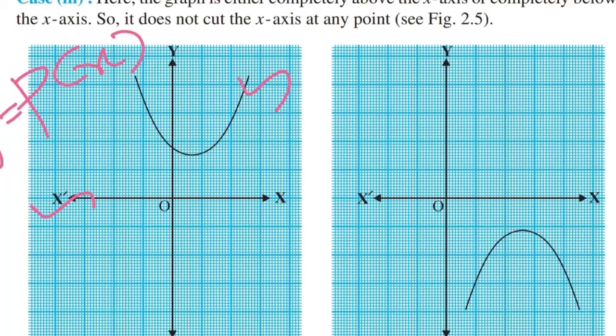Here also no intersection. This is the graph, a parabola. This is the x-axis, no intersection with the x-axis.